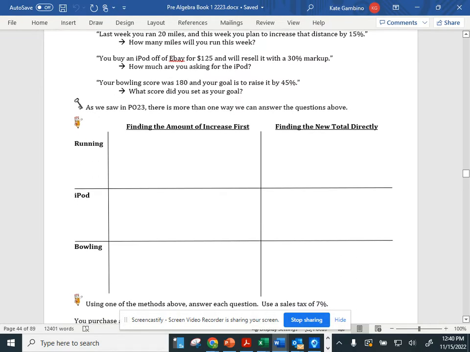So let's look at our running. If we find the amount of the increase first, we want to run 15% more. So we need to find out how much is 15% more of 20. So we need to know 15% of 20 equals what?